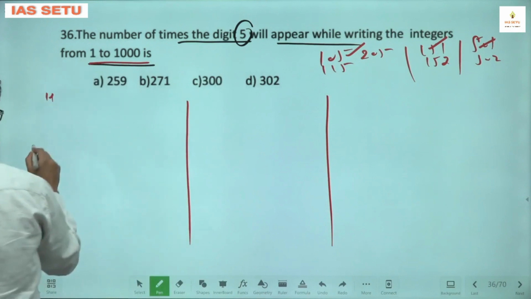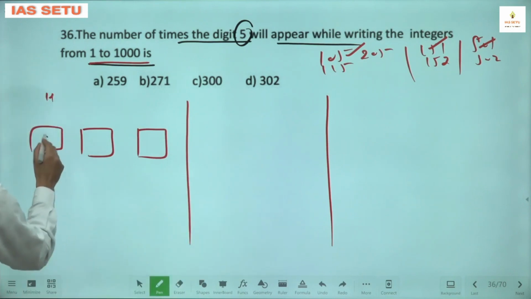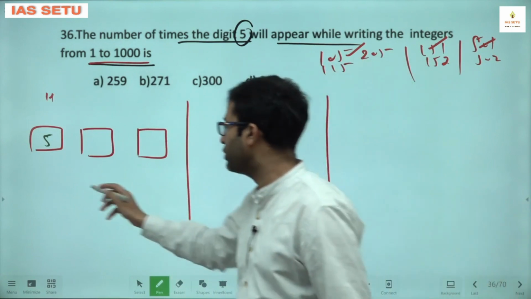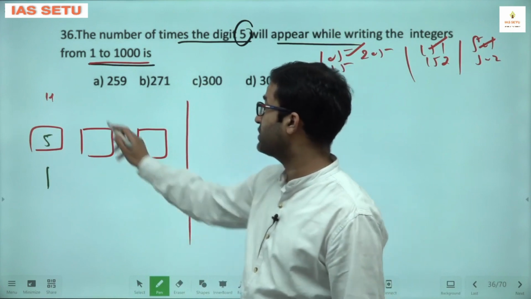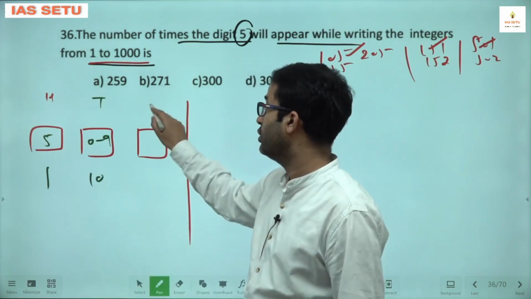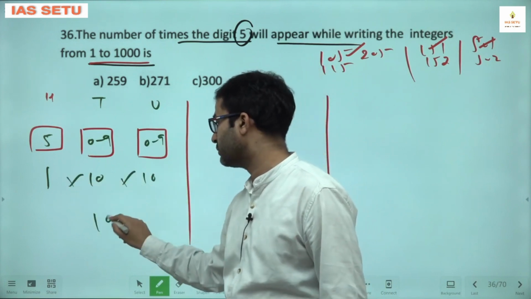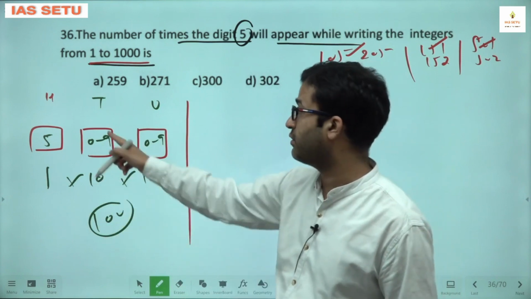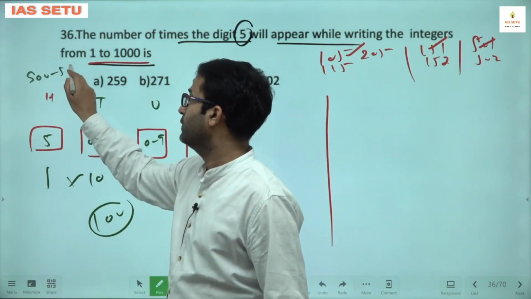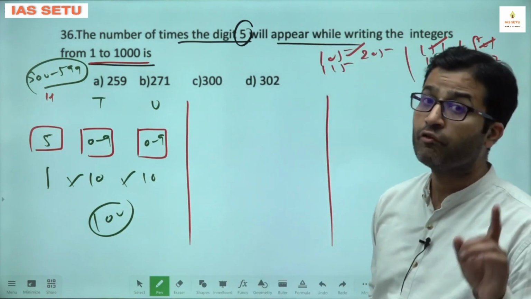When it appears at the 100 place, it is fixed 5. The 100 place is fixed 5, so it can be filled in one way only because it is 5, no variety. Whereas at the 10 place, we can use 0 to 9, so it can be filled in 10 different ways. The unit place can also be filled in 10 different ways. So here 10 into 10, 100. So there are 100 such numbers where 5 will come at the 100 place. The numbers 500 to 599. You can count, if you are free, keep on counting. 500 to 599, 5 appears at the 100 place.